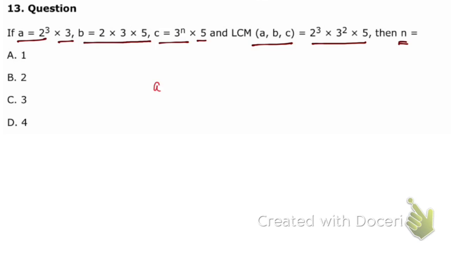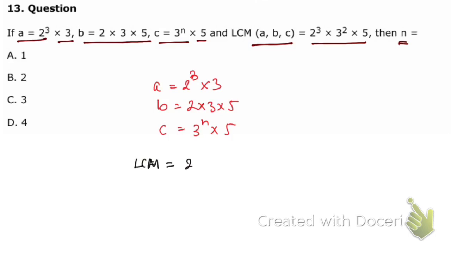So here we have A is equal to 2 to the power 3 into 3. B is equal to 2 into 3 into 5, and C is equal to 3 to the power n into 5. Now the LCM is given, that is 2 to the power 3 into 3 to the power 2 into 5.